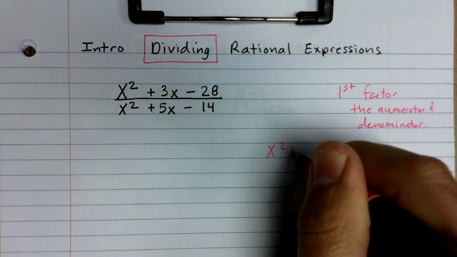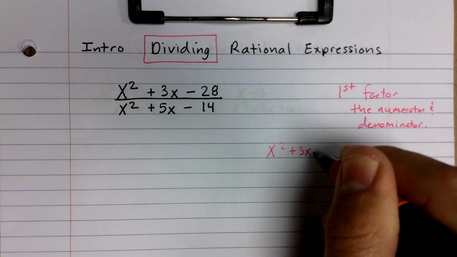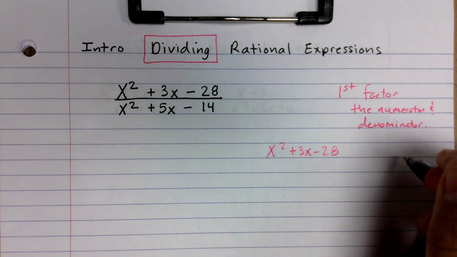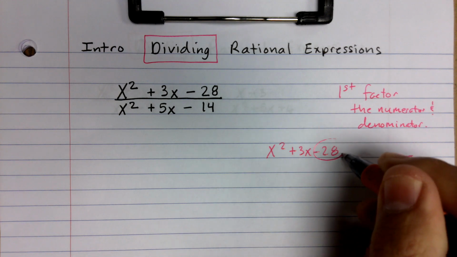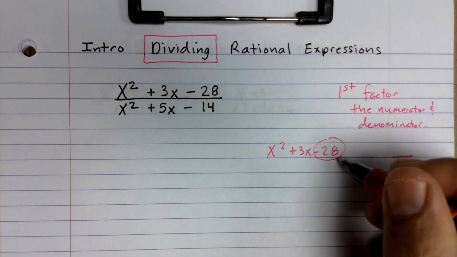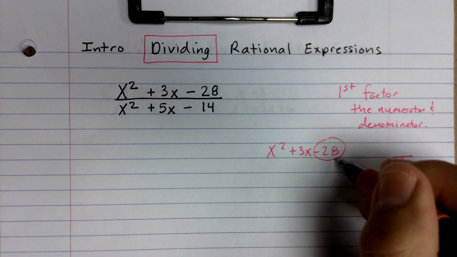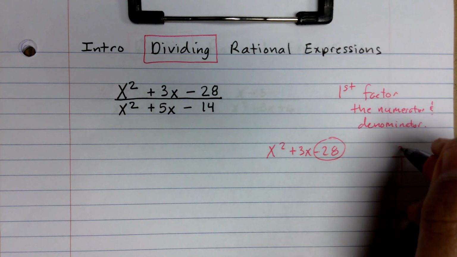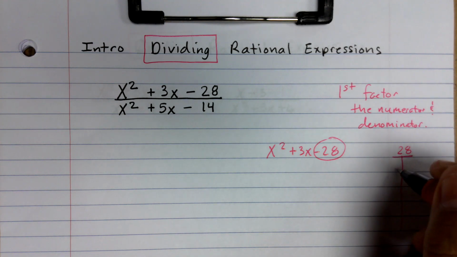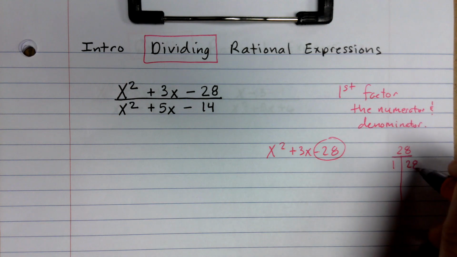So x squared plus 3x minus 28. Now keep in mind that when we're factoring this, we want to find the product of negative 28. So we want to find all the factors that would multiply to give us 28. So I'm going to write a 28 up here. And I know that it's going to be 1 and 28.